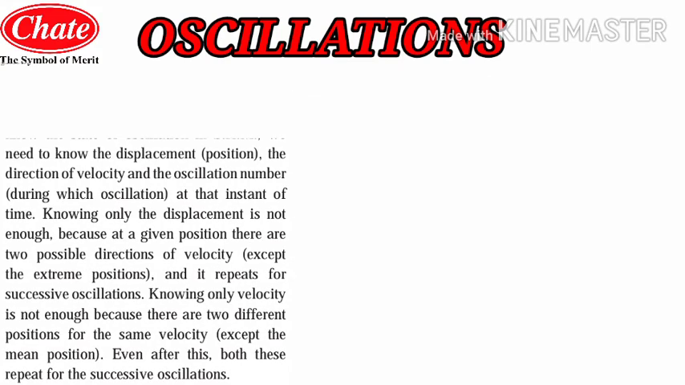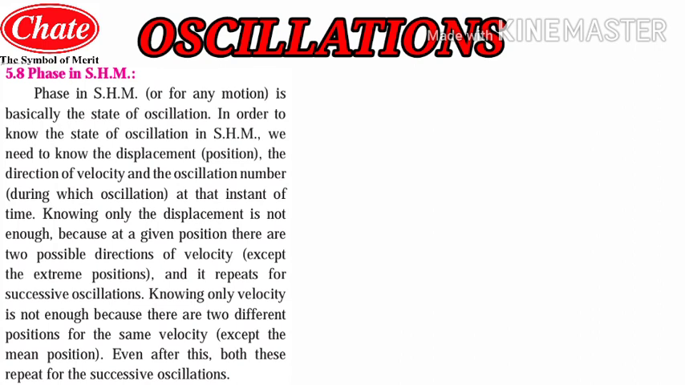The next part we will see is the phase in SHM, the different types of phases there are when a particle performs SHM. The phase in SHM is basically the state of oscillation at a definite or particular point. In order to know the state of the oscillation in SHM, we need to know the displacement, the position of the particular particle.